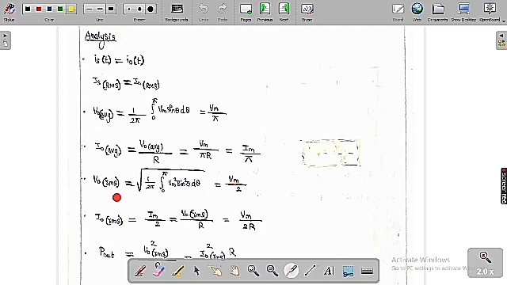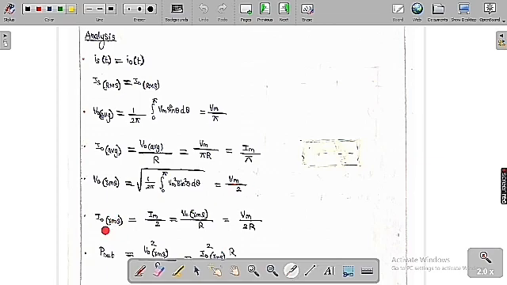And if you want to know the RMS value of the output voltage, it is the square root of 1 by 2 pi integration from 0 to 2 pi of V of t whole square into d theta. But from pi to 2 pi the signal is 0, so the integration is only for 0 to pi. If you solve this, we get Vm by 2. So Vm by 2 is the RMS value of the output voltage.